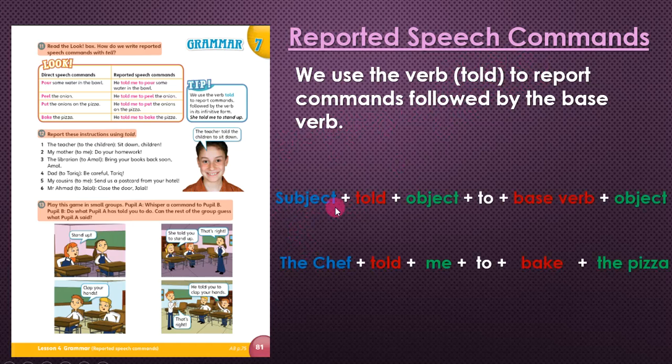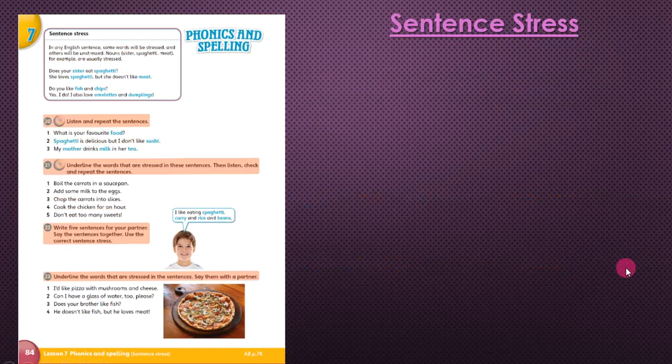The form is I start with the subject, told, object, to, and then base verb, and then object. So the example is the chef, which is the subject. What did the chef say, or what did he tell me to do? He told who? He told me, and then I put to, and then after to is the base verb, which is the first verb. Told me to bake, and then I put the object, which is the pizza.